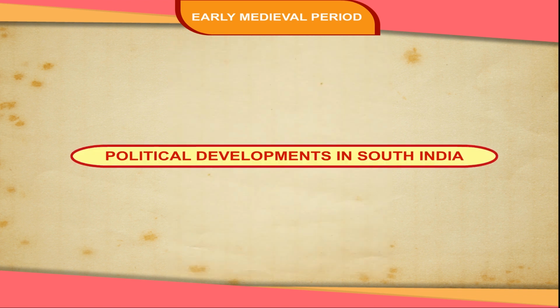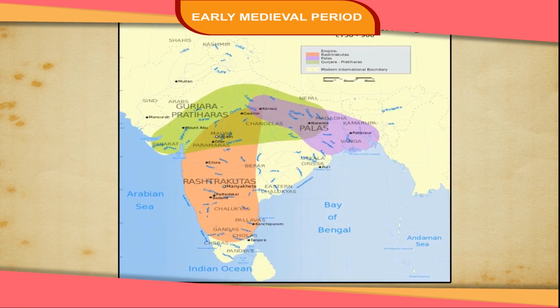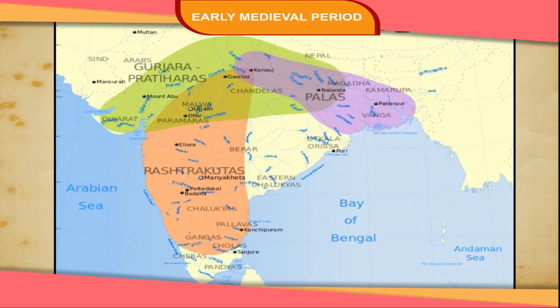Political developments in South India. There were several warring states in South India during the medieval period, as was the case in northern India. Among different states, the Pallavas, the Rashtrakutas, and the Cholas fared better than others.